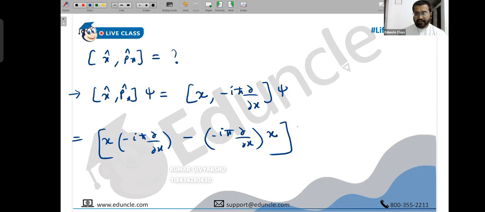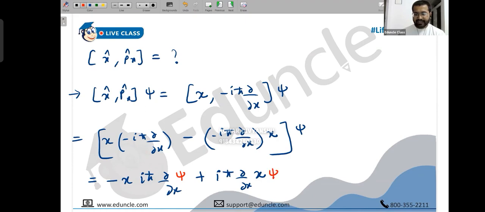Into psi. But don't open this yet. You can throw the minus out, that much is fine. But remember, first you have to take psi inside. So don't calculate anything yet. So minus x i h cut dou by dou x minus, plus i h cut dou by dou x into x. Now I'm throwing psi inside. Have a look, psi here and psi here. And now you know the rule.